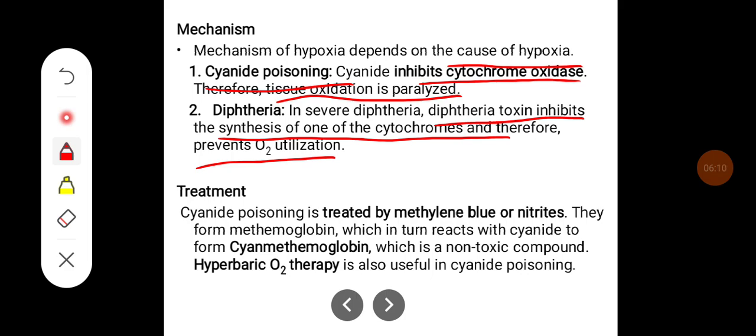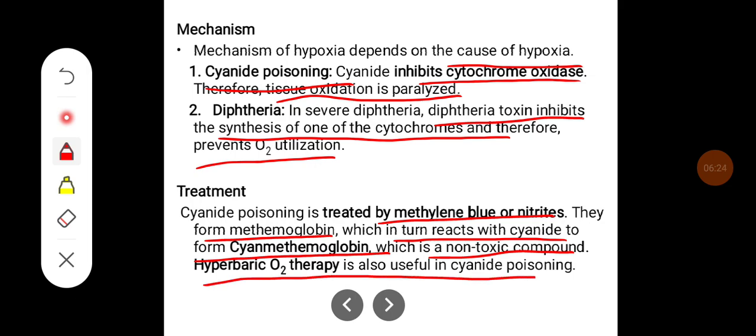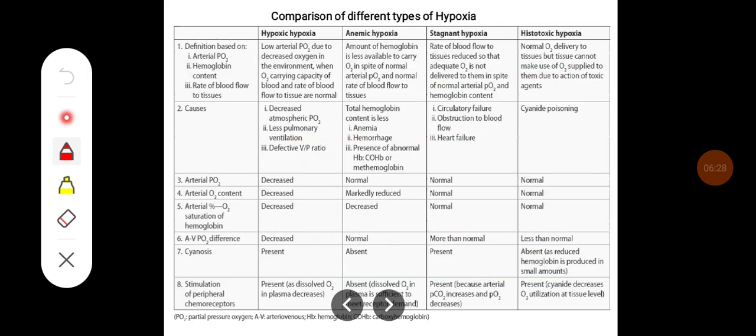The cyanide poisoning is treated by methylene blue or nitrites. They form methemoglobin, which in turn reacts with cyanide to form cyanmethemoglobin, which is a non-toxic compound. Hyperbaric oxygen therapy is also useful in cyanide poisoning. So this is in brief about all the different types of hypoxias: hypoxic hypoxia, anemic hypoxia, stagnant and histotoxic hypoxia.